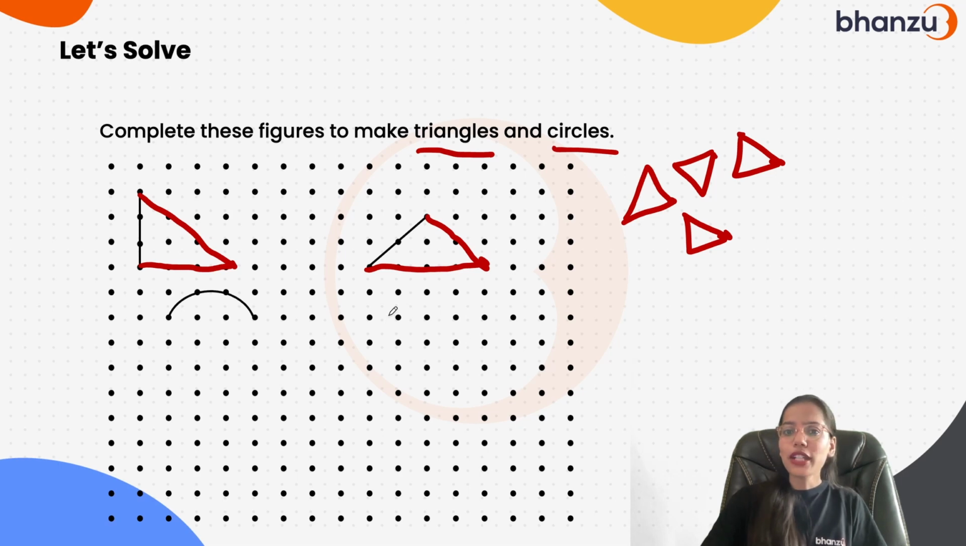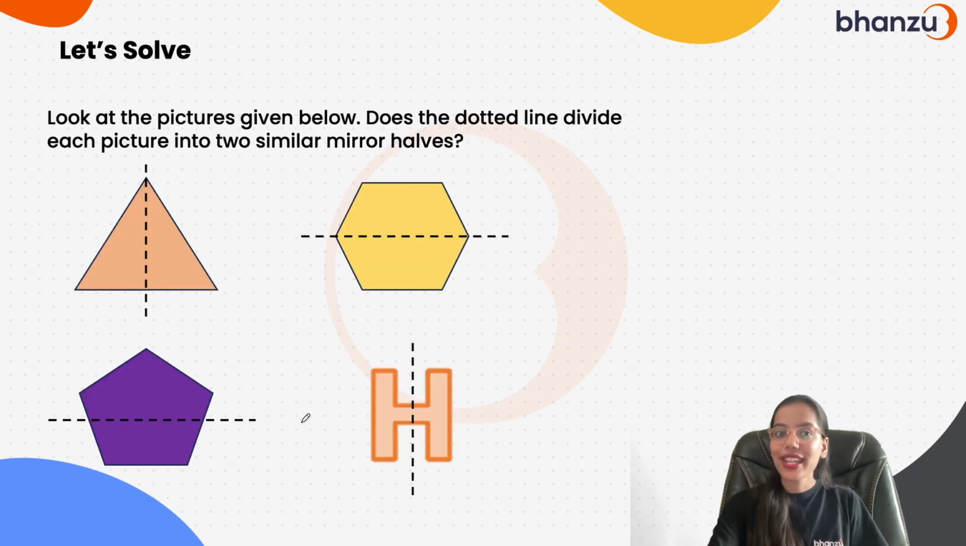That's great. But how do you make circles? Is it easy? Don't worry, I'm going to figure that out for you. So here, the circle, part of it is given. So we are going to start off from here and connect the dots. This looks like a circle, correct? That's amazing. Let's get to the next question.